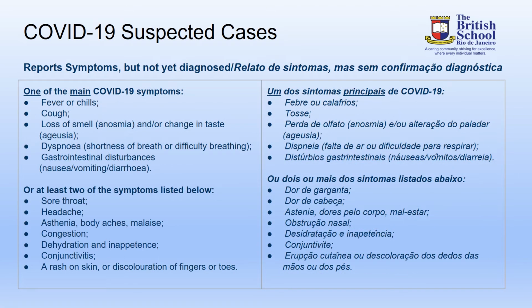A suspect case occurs when symptoms indicate that COVID might be the cause of illness. They are based on identifying 1 or more main symptoms as outlined in the list, or at least 2 of the minor symptoms outlined.